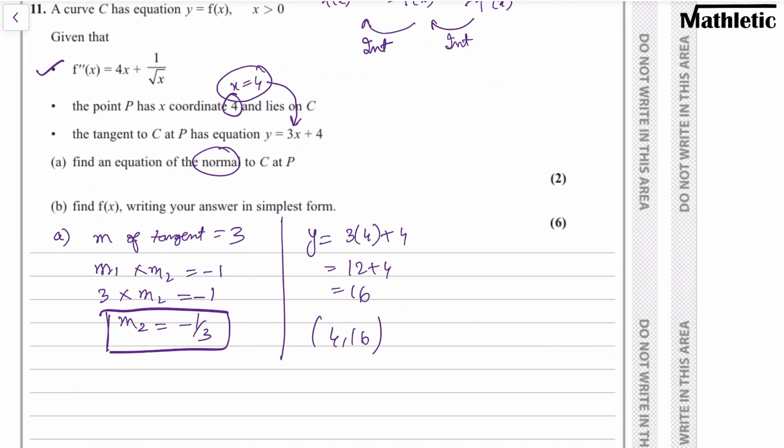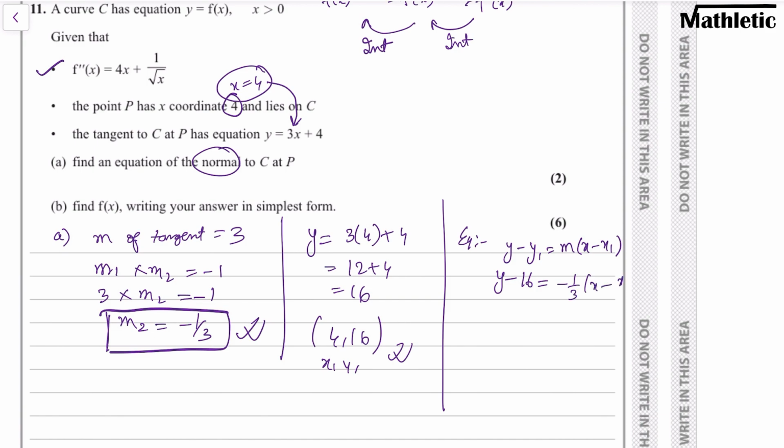So now I know the gradient of the normal, I know the x1, y1, the coordinate. To find the equation, the formula is y minus y1 equals gradient times x minus x1. So y minus 16 equals the gradient, minus 1 by 3, times x minus 4. Sorry, yeah, x minus 4.